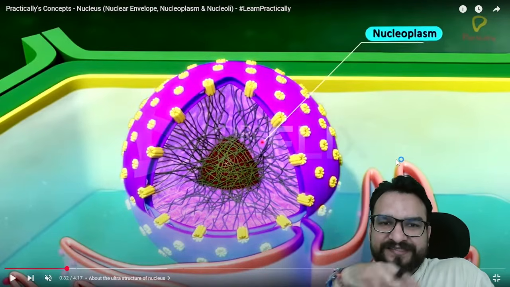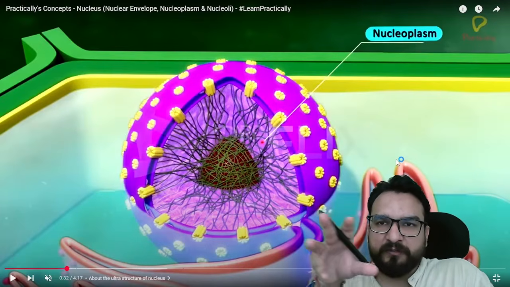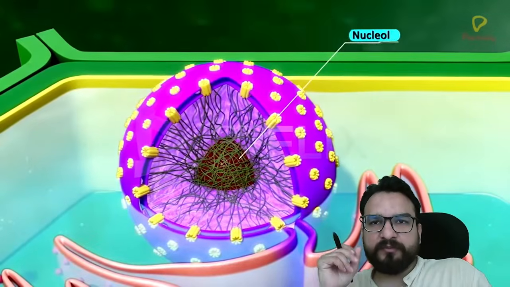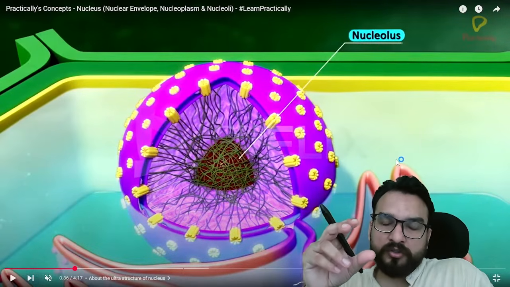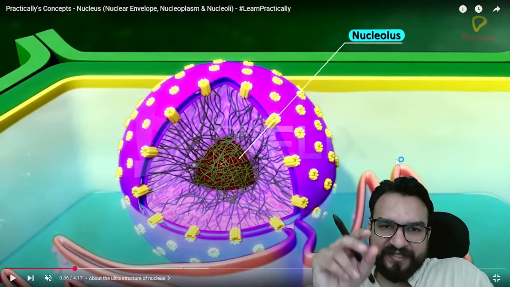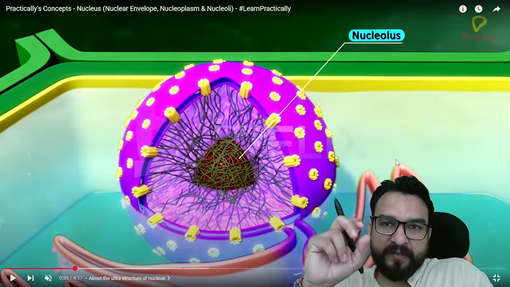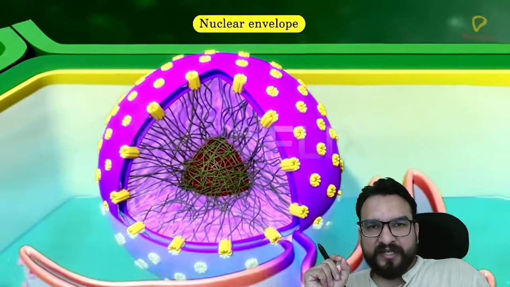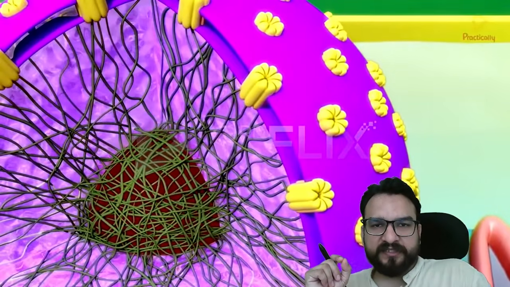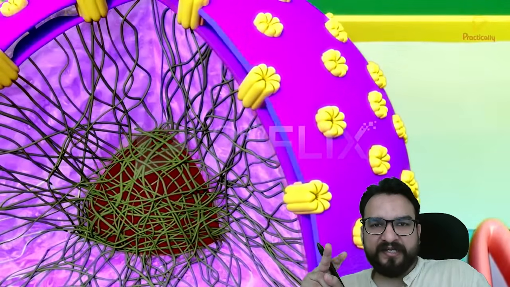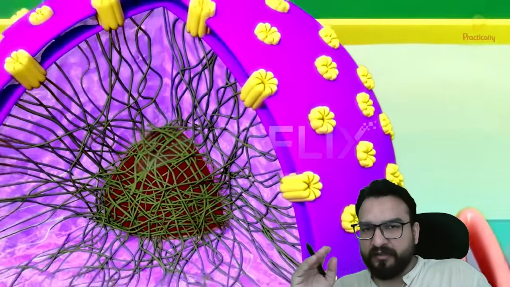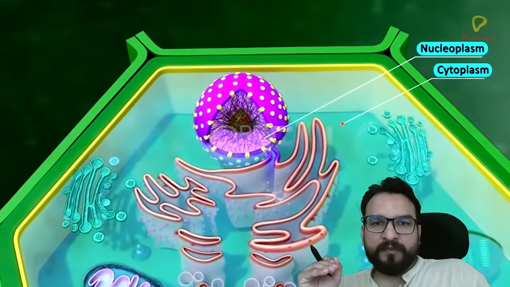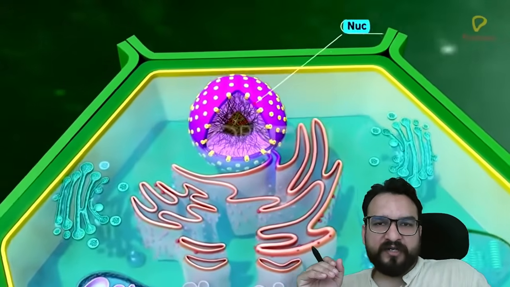Everything, the liquid inside the nucleus will be nucleoplasm, right? And this thread-like structure you will be finding, chromatin, and this inside dense material you will be finding which is membrane-less, that is nucleolus you have seen, right? Nuclear envelope you will be finding over here. See this now, nuclear envelope. This is bilayer, phospholipid layer, outer layer and inner layer. Then nucleoplasm, cytoplasm you are finding over here.